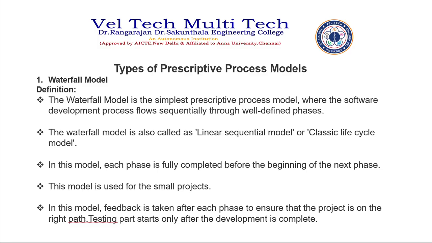In this model, feedback is taken after each phase to ensure that the project is on the right path. In every stage, every phase, the feedback is taken to check whether the project is going on the right path. Suppose there is no possibility for changes, we have to drop the project or continue the project. Testing starts only after the development is complete.